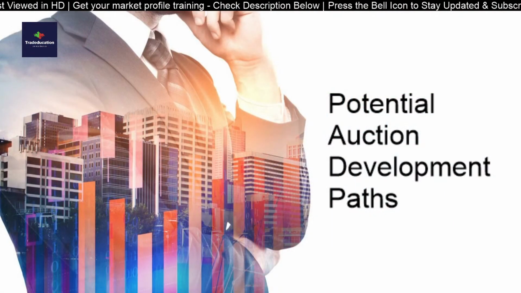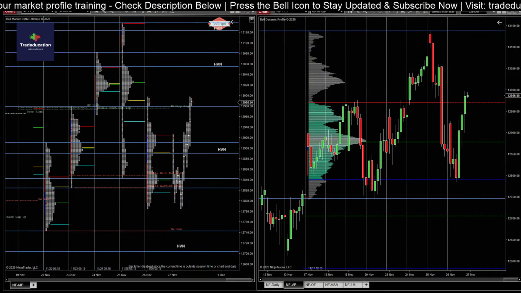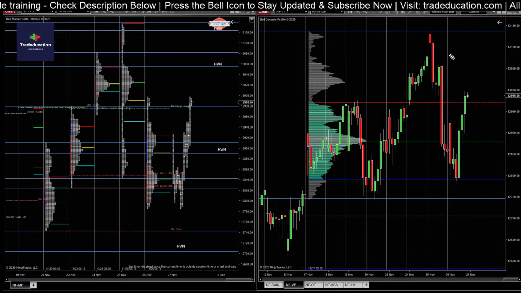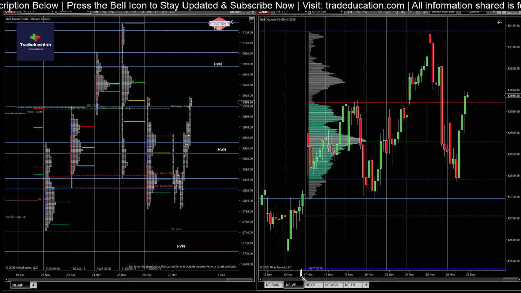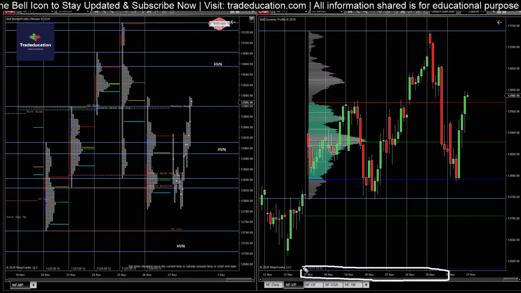Okay. So let me quickly share my screen and let's study how the auction developed yesterday. First of all, I'm going through the dynamic volume profile chart. If you see, we are in a sort of balance from 17th of November till yesterday's auction, that is 26th of November.